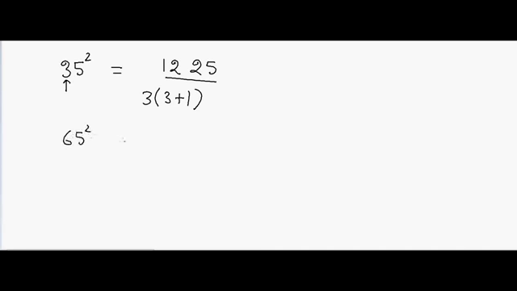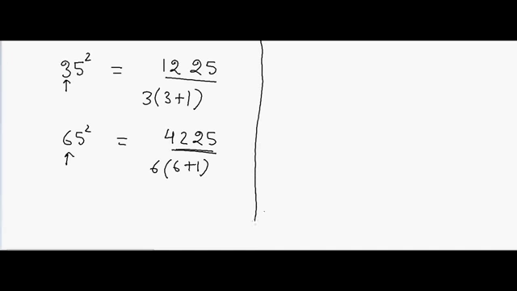Another example, if I have 65 squared, in that case I have to write 25 and then I'll take 6. So multiply 6 by 6 plus 1, that will be equal to 7. 7 times 6 is 42. So the answer is 4225.